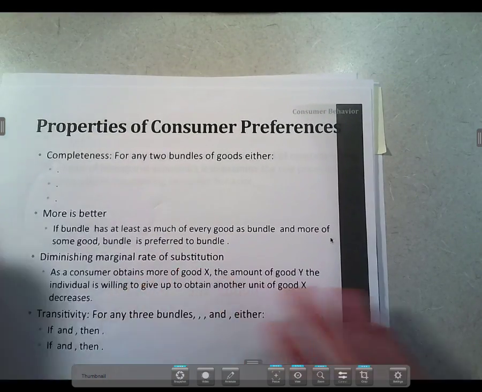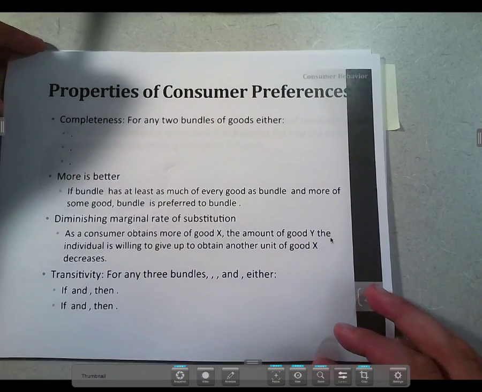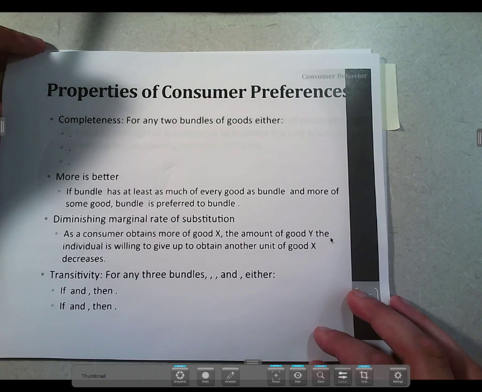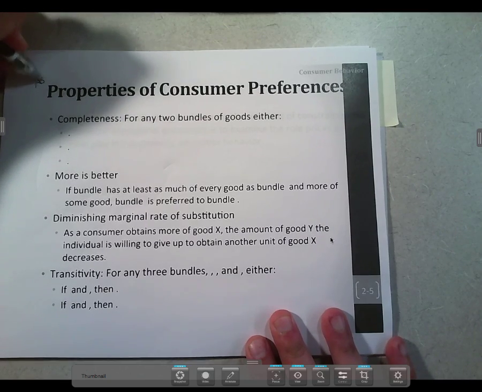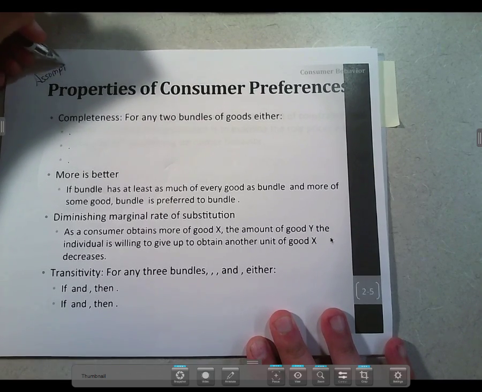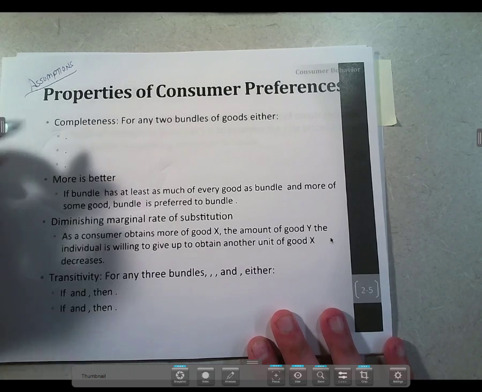So building from that, we need to talk about preferences themselves. With preferences, we're talking about why I want certain things and why I want some things more than others. We're going to have to talk about the properties of preferences. These are basically the assumptions that we're making, and the assumptions that we're making are primarily four assumptions. Let's talk about each of these.